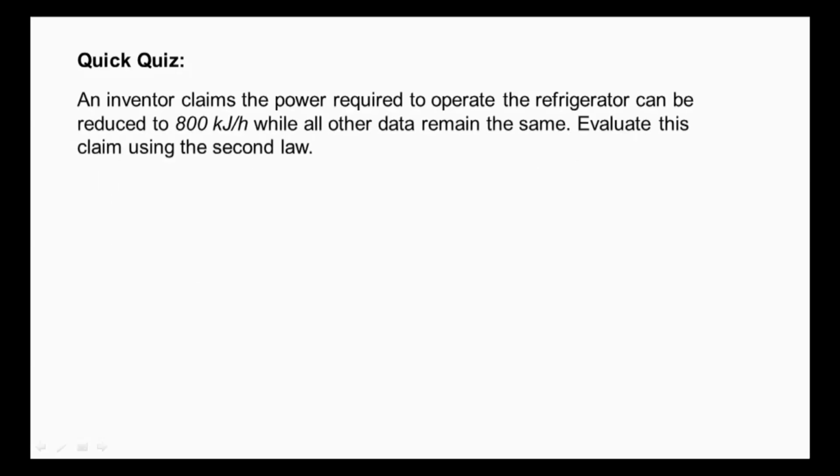Quick quiz. An inventor claims the power required to operate the refrigerator can be reduced by 800 kilojoules per hour, while all other data remains the same. Evaluate this claim using the second law. You may want to pause the video at this point to answer this question.